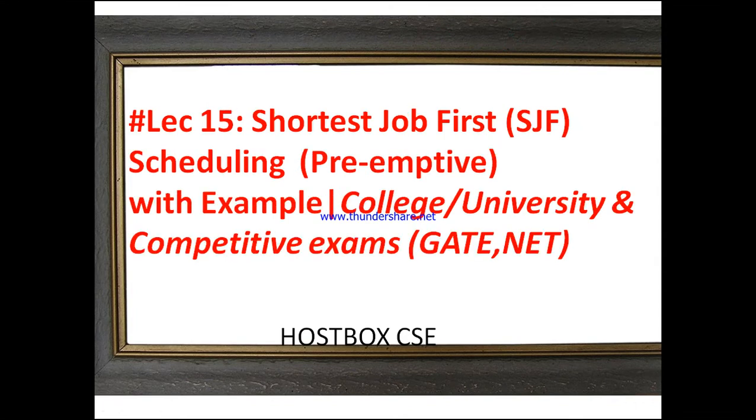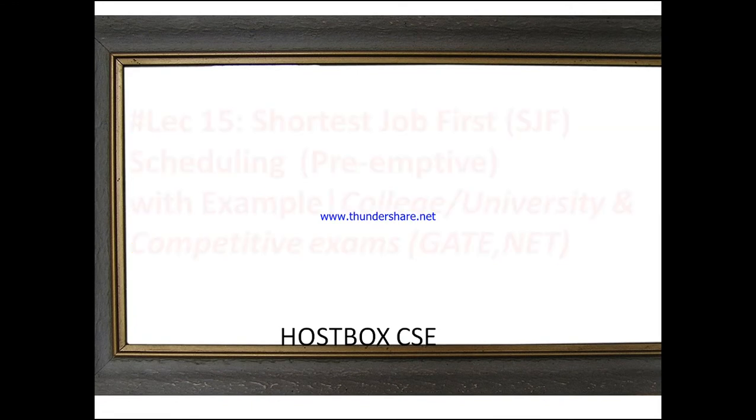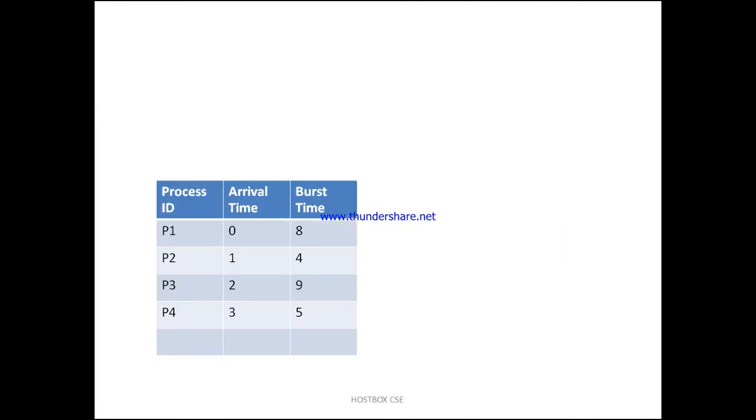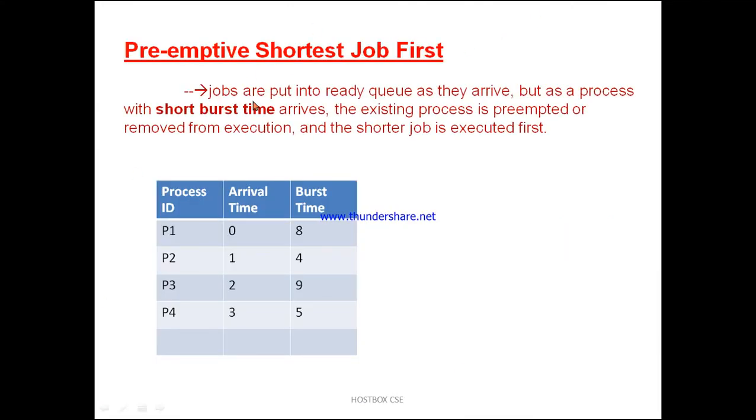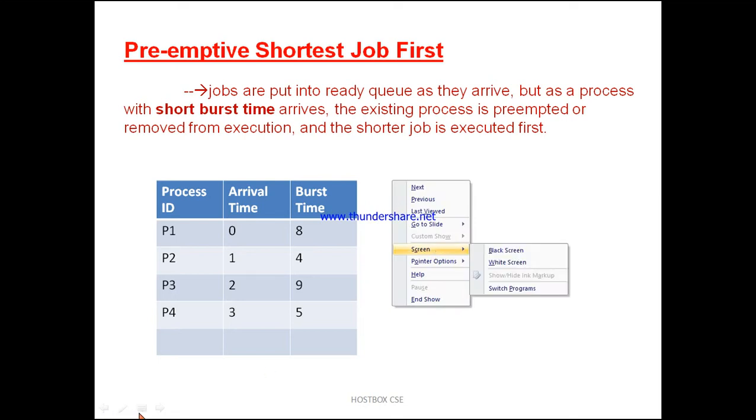Another name for shortest job first with preemptive mode is SRTF, that is shortest remaining time first scheduling algorithm. In this algorithm, there is a simple concept. Jobs are put in the ready queue as they arrive, but as the process with the shortest burst time arrives, the existing process is preempted or removed from execution, and the shorter job is executed first. Let's see an example to get clarity.